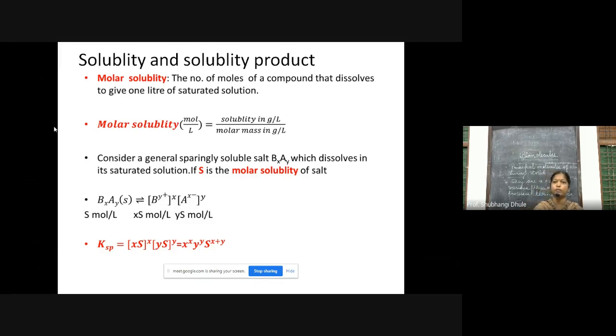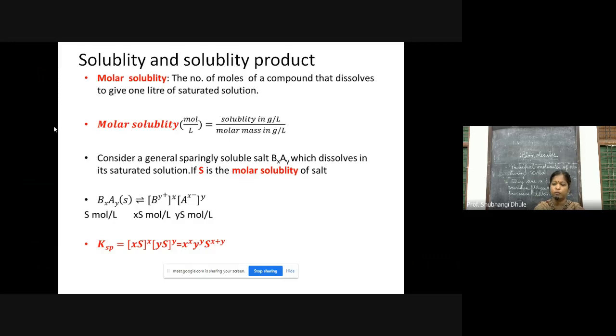The number of grams, or we can say the amount of the sparingly soluble salt in grams, which is dissolved to give 1 liter of the solution is called the solubility in grams. Then molar solubility is the solubility of the sparingly soluble salt related to the gram solubility. Molar solubility is the number of moles of the compound that will be dissolved in 1 liter of the solution.